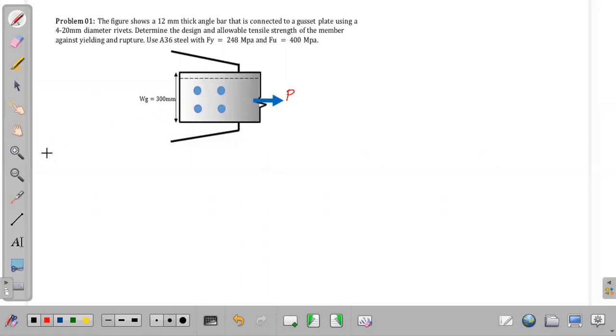Okay? So for our solution, we have to first determine our effective hole diameter, yung DE natin. Okay? Because we will use this in the analysis against rupture or fracture.